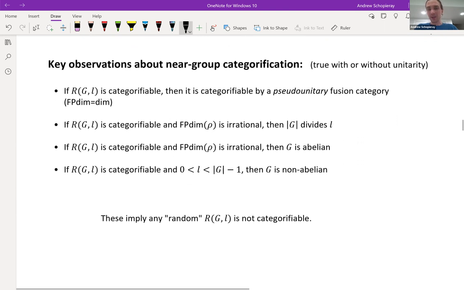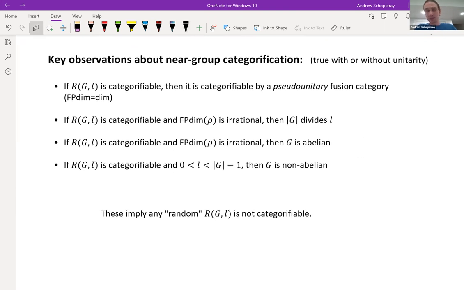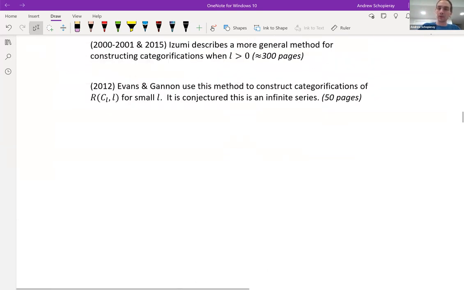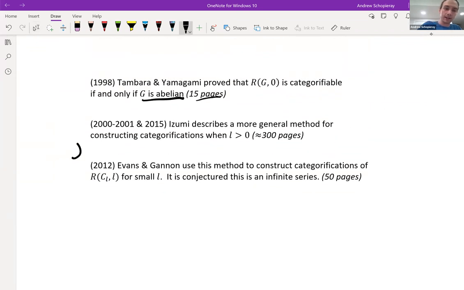So some key observations that Izumi and Gannon and Evans made all simultaneously, and then were verified a little bit later on. Oh, and I should note before I move on that all of these construction methods from 2000 forward have an additional structure involved. So these all involve a unitary structure.